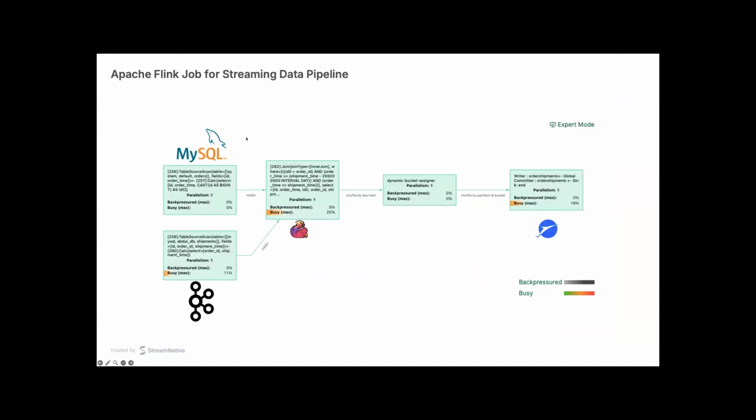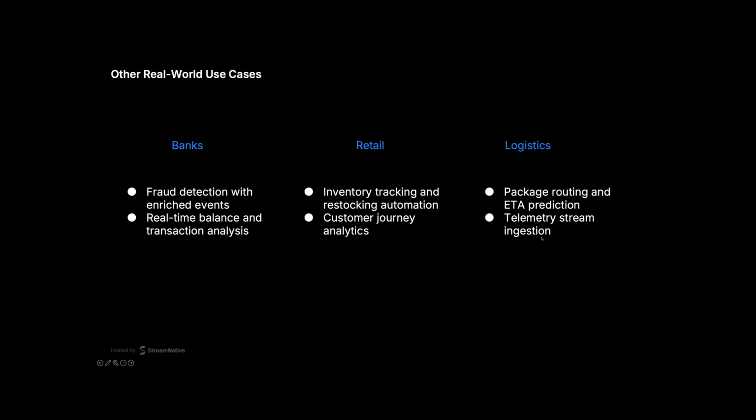This is how the Apache Flink job for this pipeline looks. So you have the operator for MySQL here, and then you have Kafka here, and you're going to join these two via an inner join, basically a lookup table, reading from Kafka and writing everything in Paimon here.